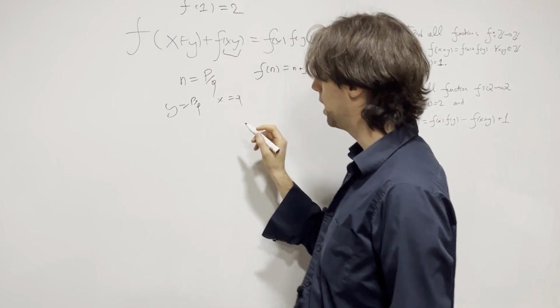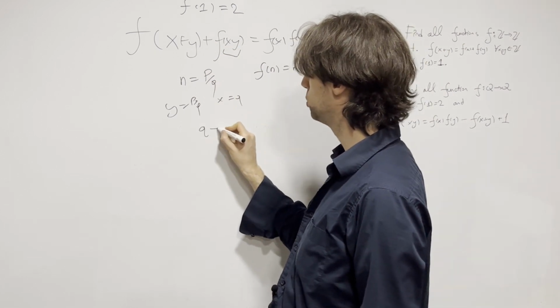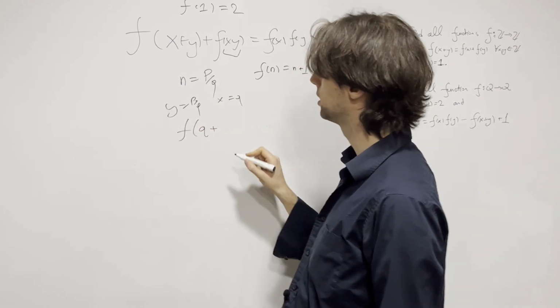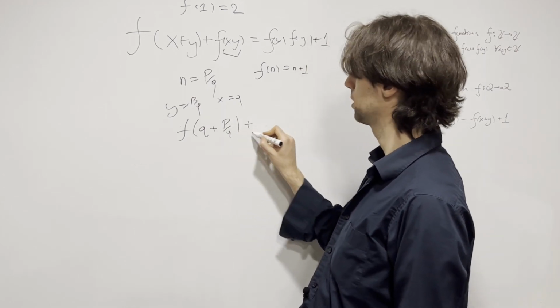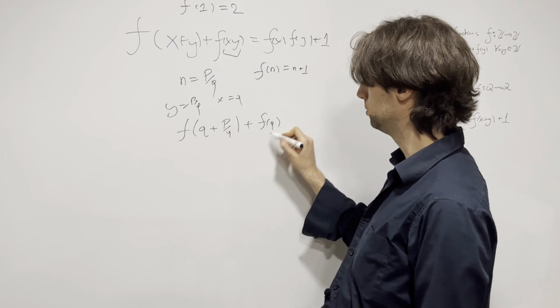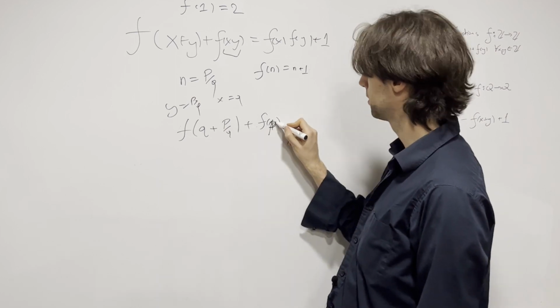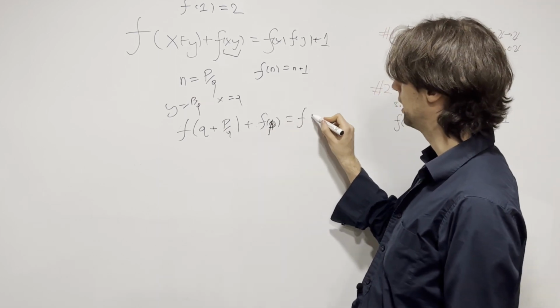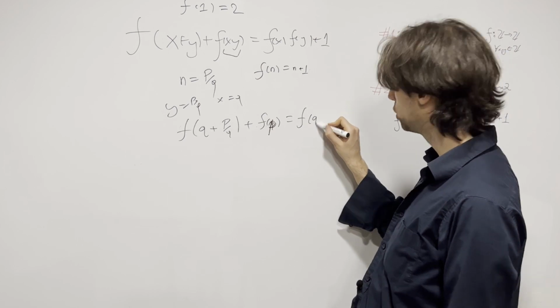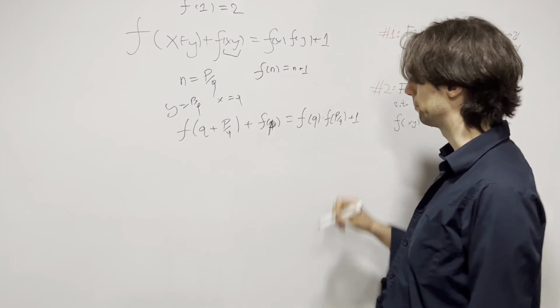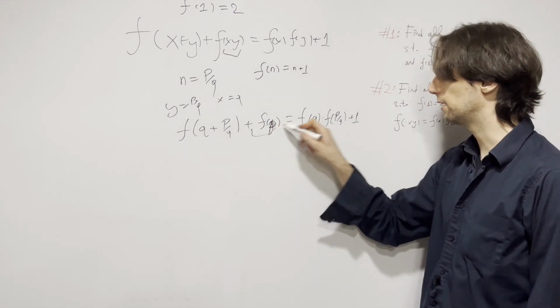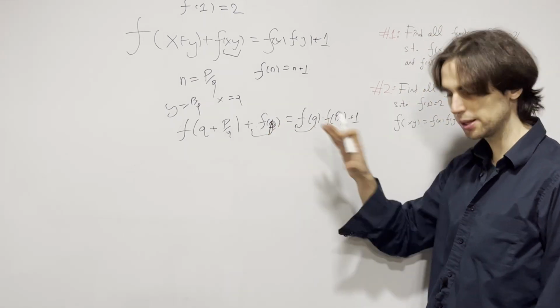We see x plus y is going to be q plus p over q, so we're going to have f of q plus p over q is equal to f of q times f of p over q plus 1. We know what these values are. This is q plus 1, p plus 1. I'm not writing that just now.